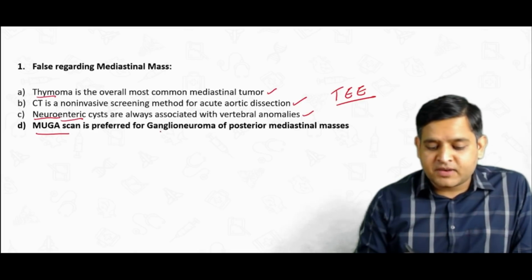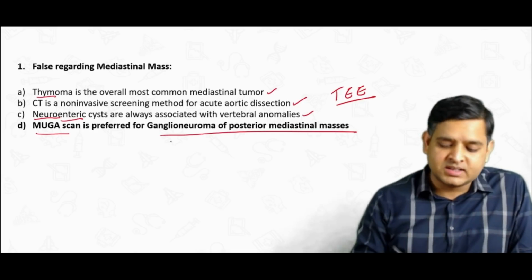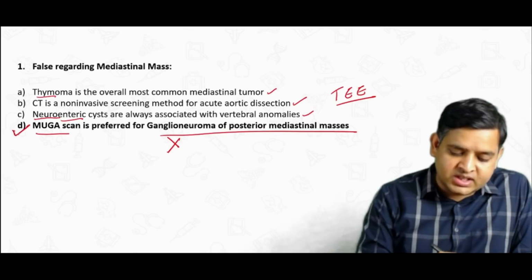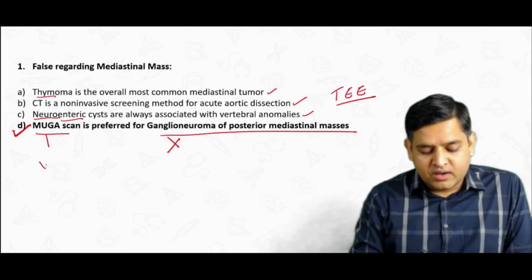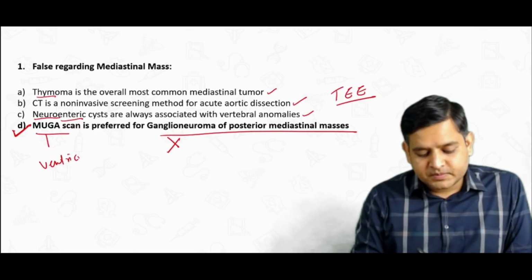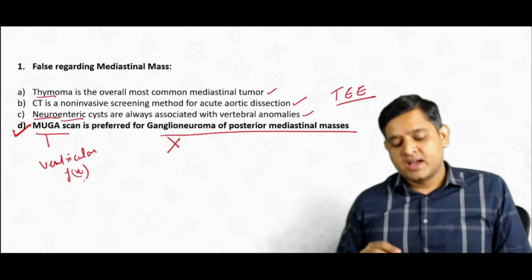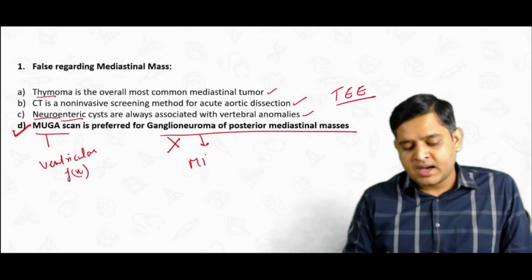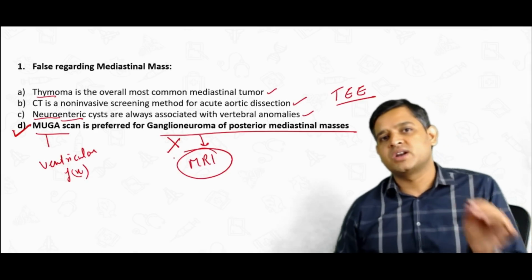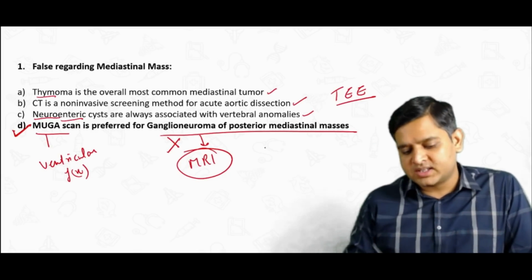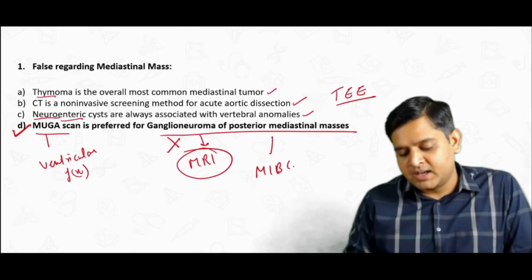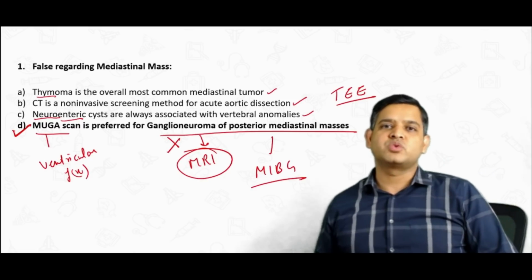MUGA scan is preferred for ganglioneuroma, a posterior mediastinal mass. This is wrong and that is the answer. So please remember, MUGA scan is used for ventricular function. It has nothing to do with ganglioneuroma. Anyways, you need to remember MRI is the most useful imaging investigation for localization of a posterior mediastinal mass. If somebody asks me any nuclear scan, it has to be MIBG. Nothing to do with the MUGA scan.